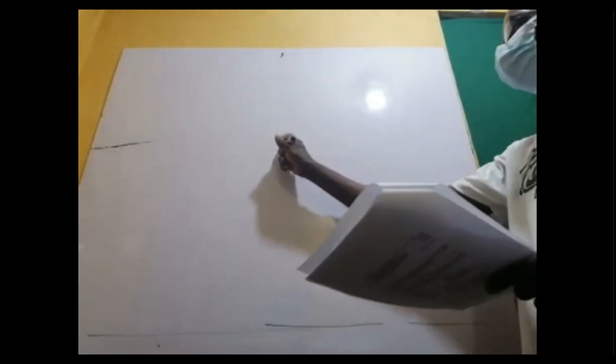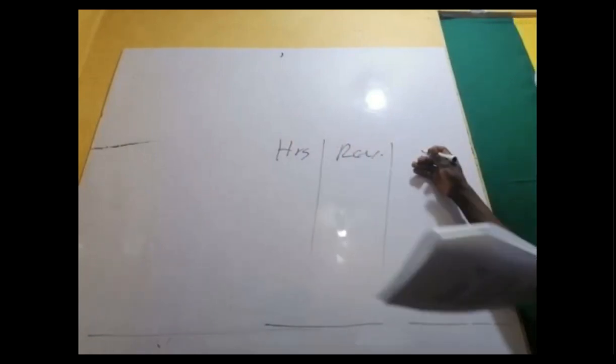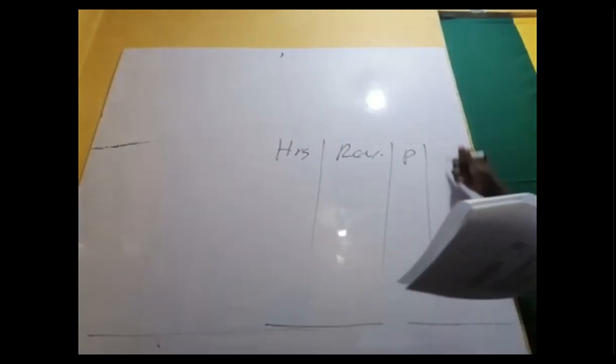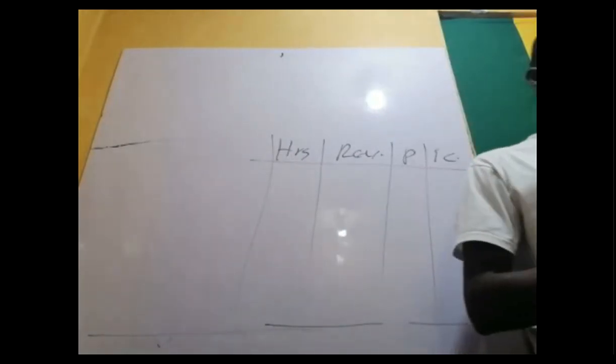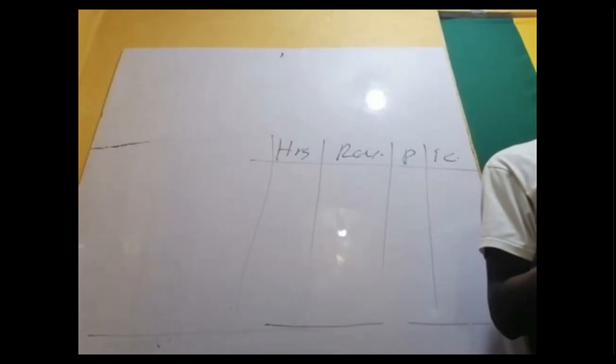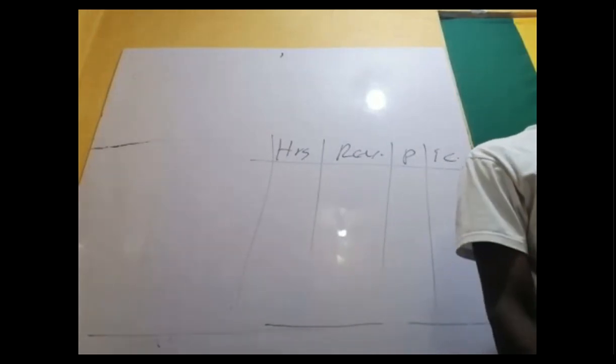So they are giving us maintenance hours, they are giving us revenue, and they are giving us profit. So I'll find total cost. That is all. Here there's what you call step-up cost. I'll explain the step-up cost.